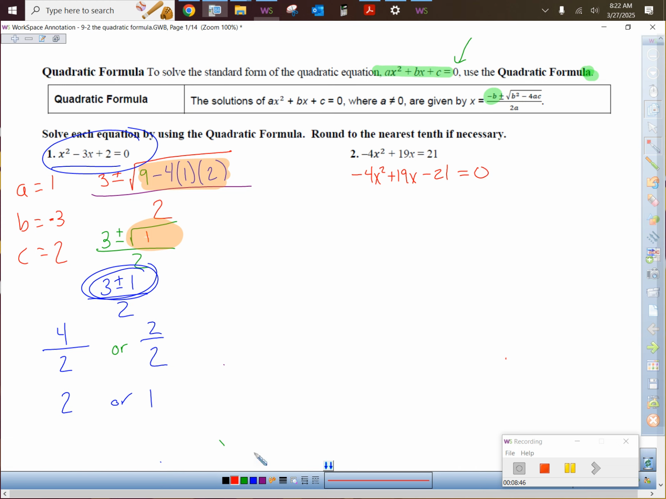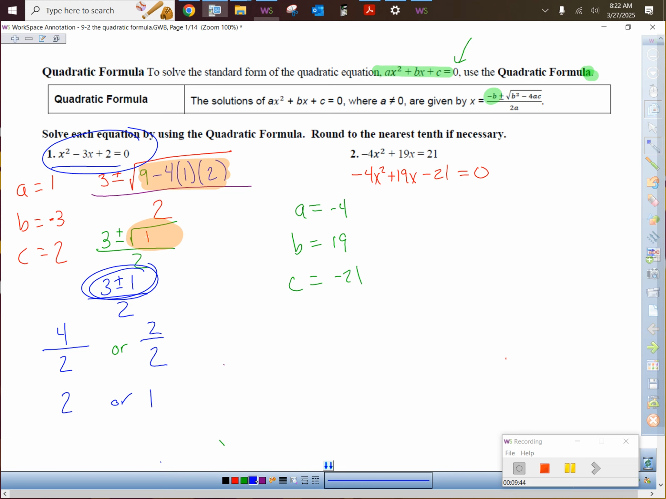So let's identify A, B, and C. Who is A? -4. Who is B? 19. And C, hey, is he 21 or is he -21? Do you see how you had to get him equal to 0 first, right, to get your C value? So he's -21.